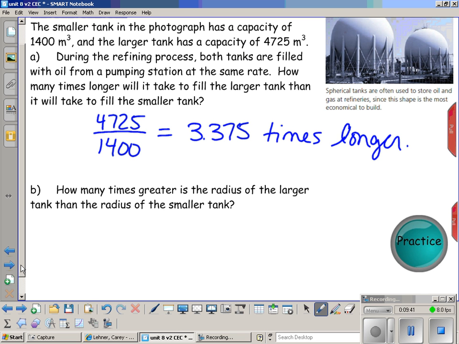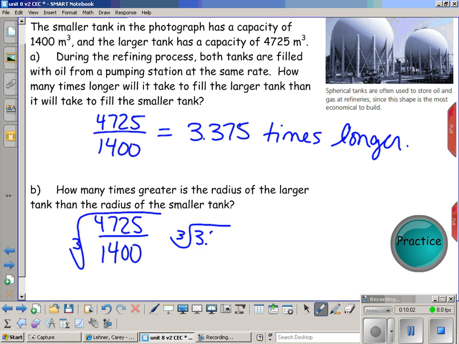So we know the volumes. We know the volume values. To go from volume to scale factor, we have to cube root. So you can either cube root each of those individually and then divide the answers, or you can divide those two values right off the bat and find the cube root. So if we divide them right off the bat, we get 3.375. So now we can find the cube root of that value, which is 1.5. So that is how many times greater the radius is of the larger tank than the smaller tank.